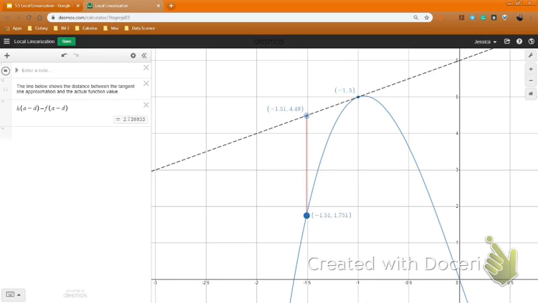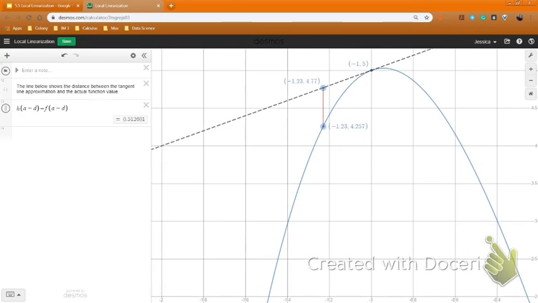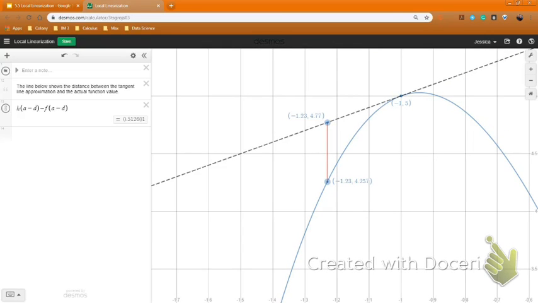So let's move closer. All right, we're closer. The tangent line has an approximation of 4.77. The actual line is at 4.257. Still not that close, and we're still pretty far away from -1. Let's move closer.